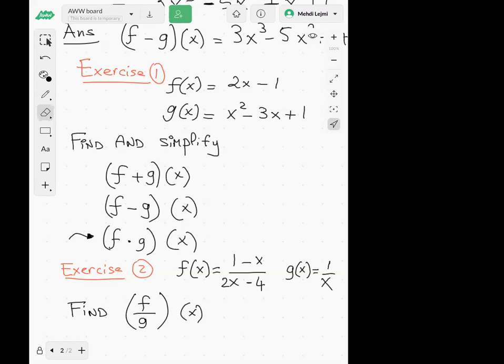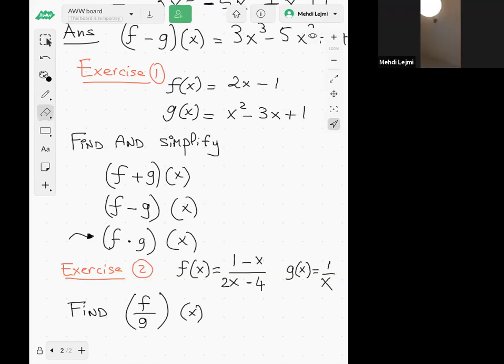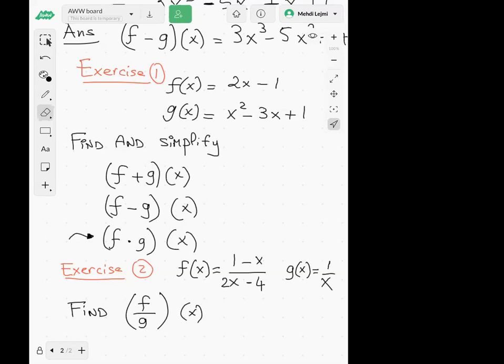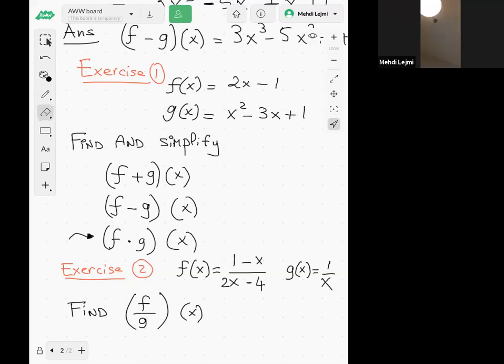Professor, for the second exercise, after we divide it, do we have to simplify the answer? If it's possible to simplify, yes, please. It's not always possible to simplify, right? If there's a possible simplification, yes, please try to simplify. Try to do your best. But sometimes there's no simplification.